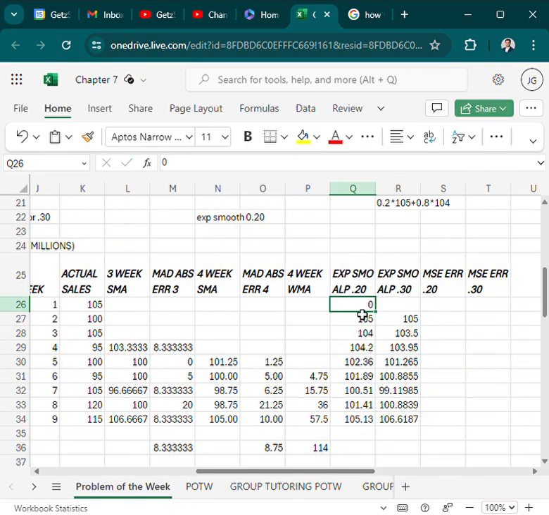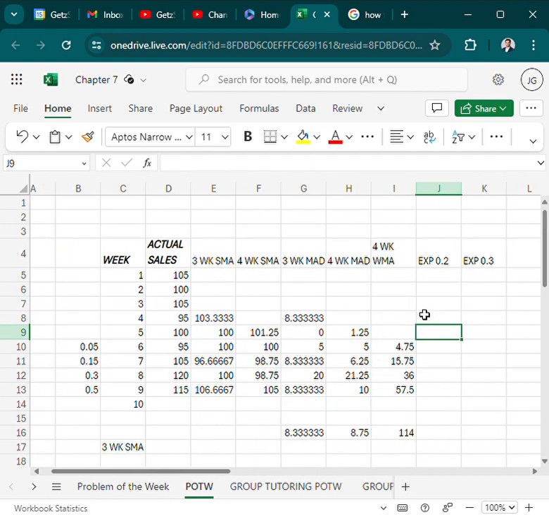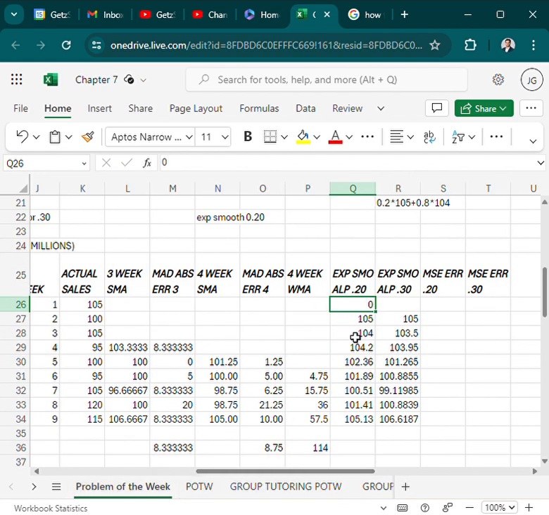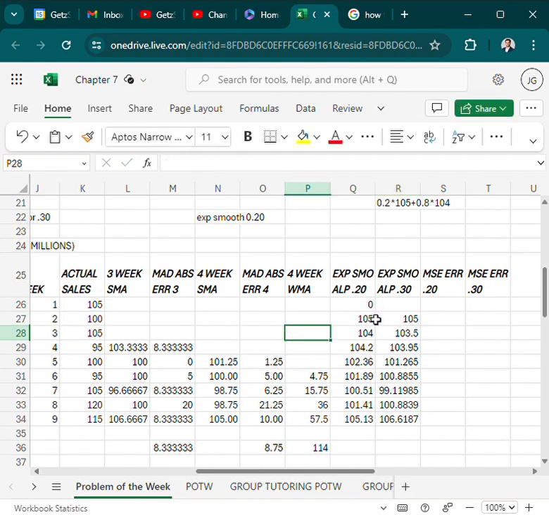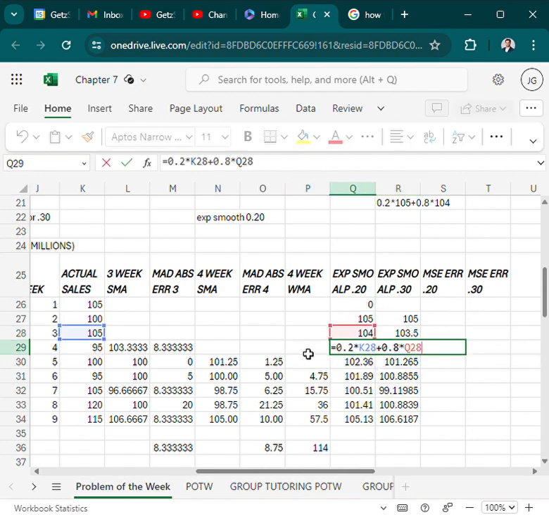So for 0.2, let's take a look here at our little key. To do this, you can actually start at week 1. So this is always going to be 0 no matter what. And then the second one will always be this top one. So this top one is going to go right into here. So that's going to be 105. Now the difference is going to be what we multiply by.